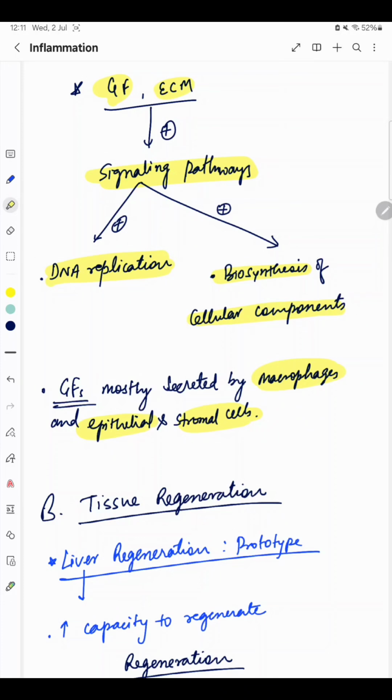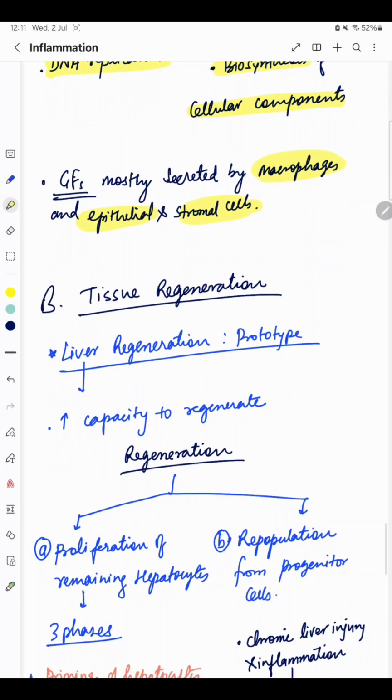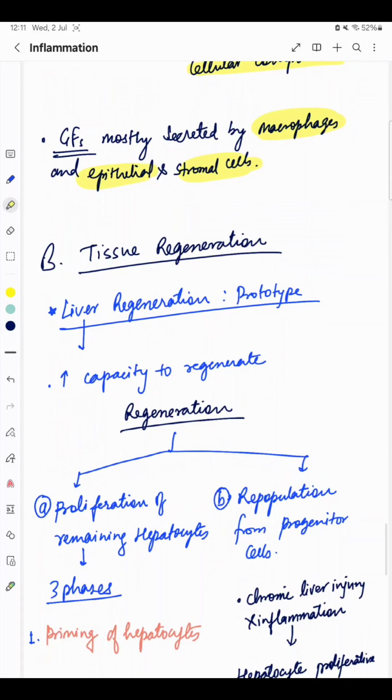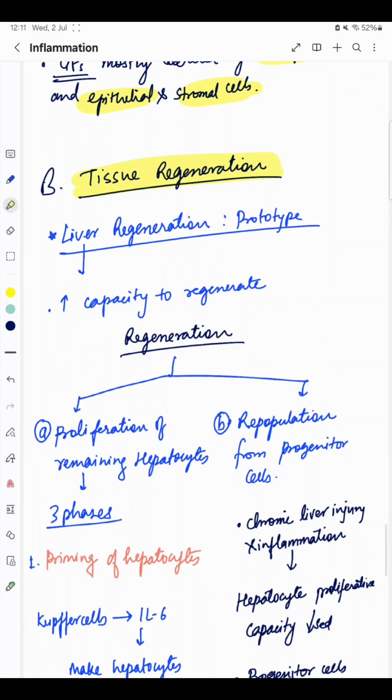Now we will see tissue regeneration after cell proliferation. We will discuss liver regeneration. This is a prototype example of tissue regeneration. Liver cells have a high capacity to regenerate, and how does this regeneration take place?